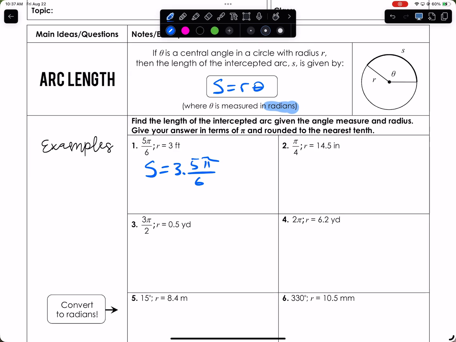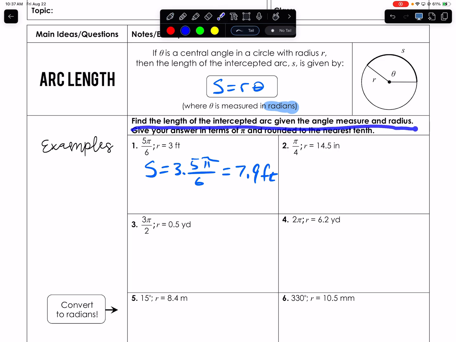So equals 7.9. What is the units? Feet, good. Find the length of the intercepted arc, given the angle measure and radius. Give your answers in terms of pi and rounded to the nearest tenth. Did we give it in terms of pi? No, we didn't. Do this in your head: what is that in terms of pi?